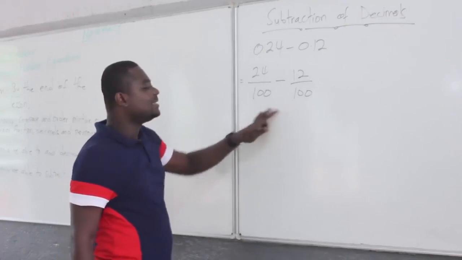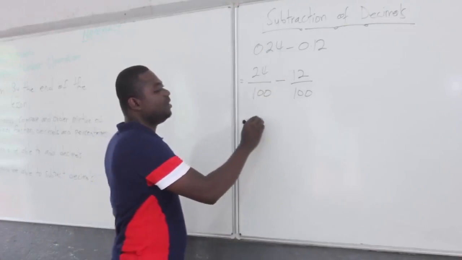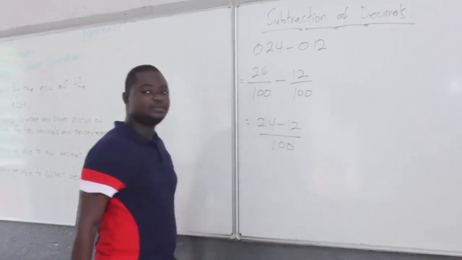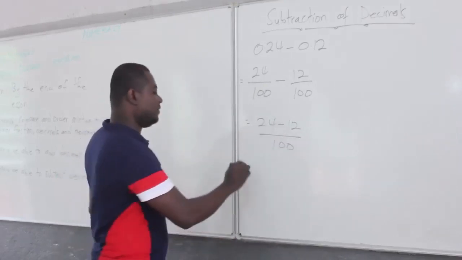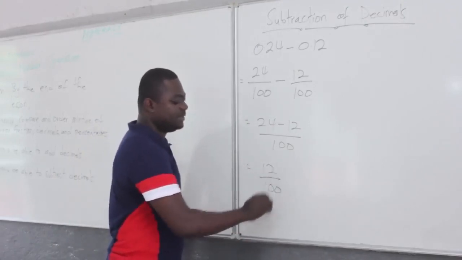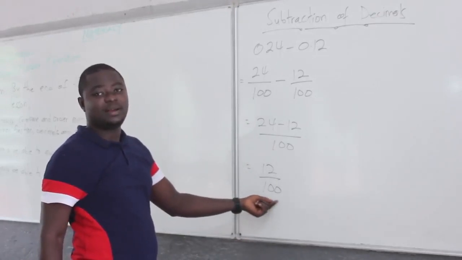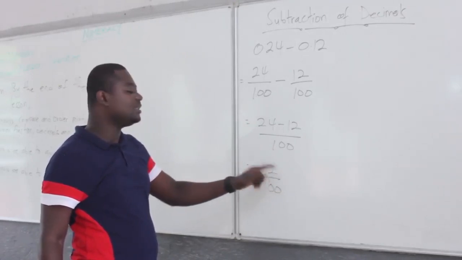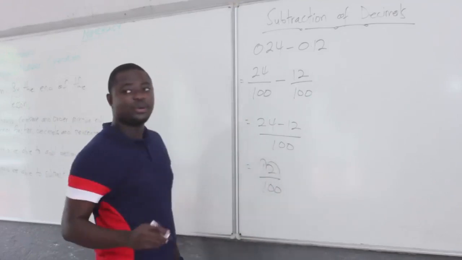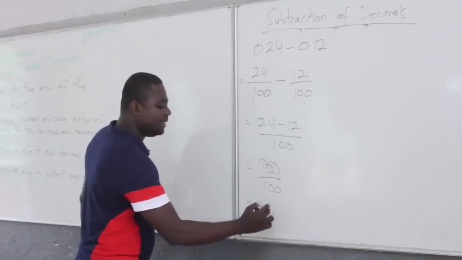Subtraction of fractions. Since the denominators are the same, we subtract the numerators. We have 24 minus 12 over 100. 24 minus 12 gives us 12, and we maintain the denominator. So here we have 12 over 100. The denominator is 100, and it has 2 zeros. We move 2 steps to our right and introduce our point. So 1, 2, with our point. So our final answer becomes 0.12.